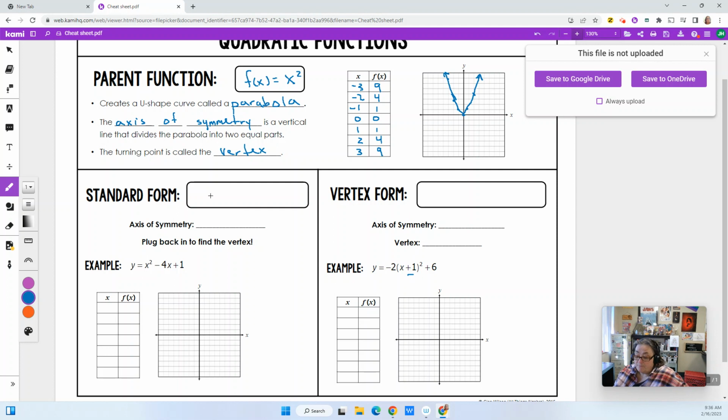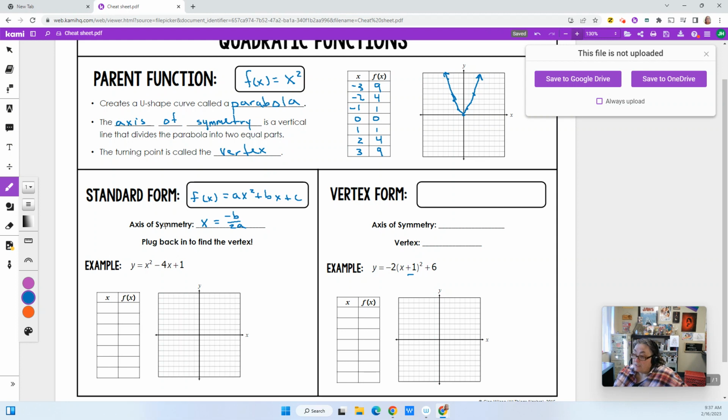The standard form of a quadratic equation is that of the form f of x equals ax squared plus bx plus c. And when we want to find the axis of symmetry on this, we would say that x equals minus b over 2a.